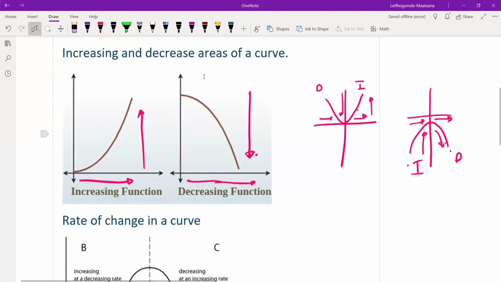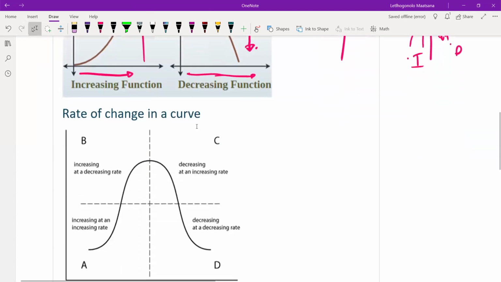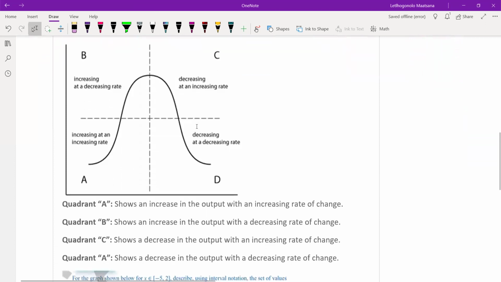Now let's talk about the rate of change in a curve. We'll start off with section A. We would note here, so this is our y-axis, this is our x-axis, that's the positive, that's the negative, that's the positive, that's the negative. In this case, our graph is increasing, and the rate at which it's increasing is also increasing.